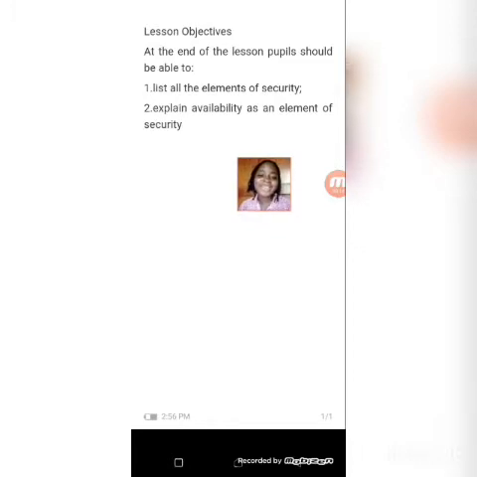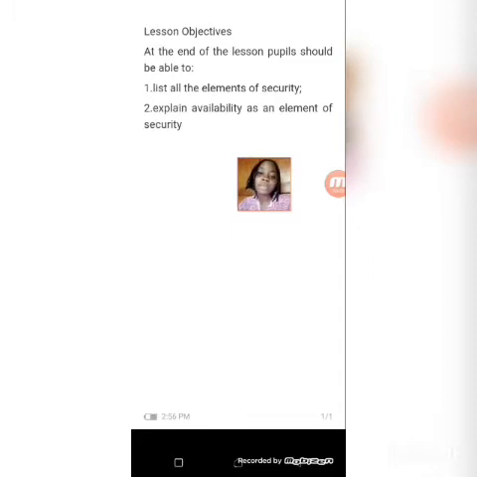So, today in security education, we're talking about availability as an element of security. We remember we've been talking about elements of security for a while now. We talked about confidentiality, integrity, authenticity, and now we're talking about availability. Today, I'll try to link them up so you understand why we're talking about them as elements of security.